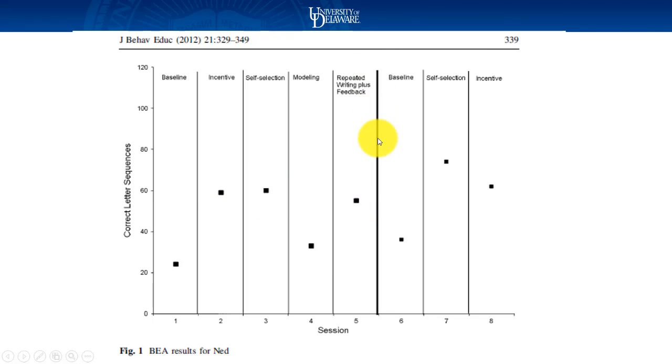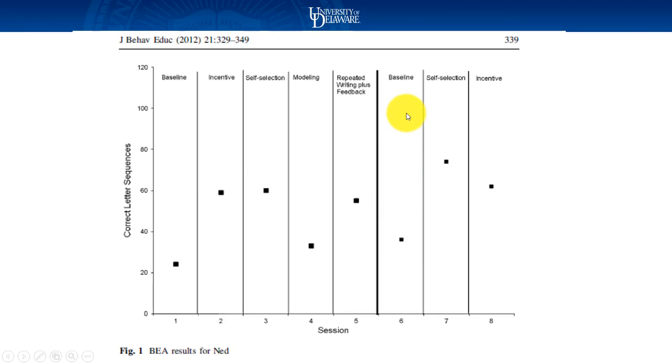So now we enter the withdrawal reversal phase. We reassess baseline performance. Now baseline has improved since the initial baseline. So some learning did occur because now performance is close to 40 correct letter sequences. So we've returned to baseline, and now we implement the 2 interventions that had the greatest success in the first round, which were incentive and self-selection, but we implement them in the reversed order.